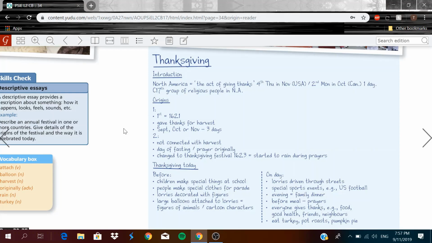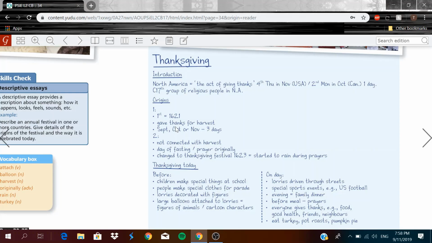So we have introduction, North America, the act of giving thanks. For origins, we can talk about different origins of Thanksgiving. So first, it was introduced in 1621. It was to give thanks for harvest, right? And then it was no longer connected with harvest. It was a day of fasting and prayer originally, right?